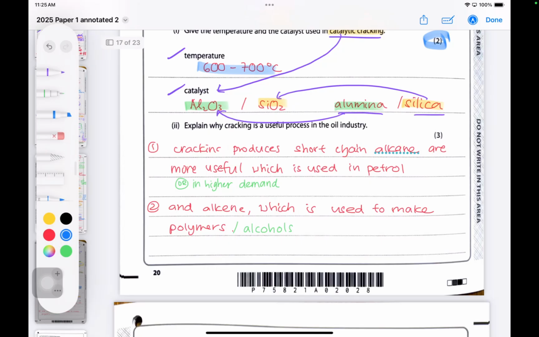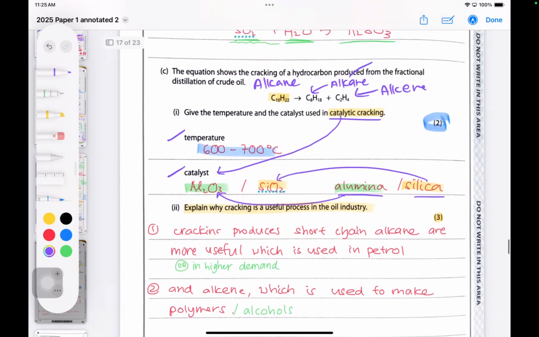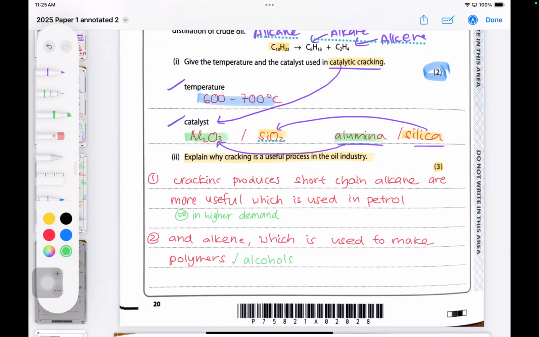Finally, we're looking at part 2 of this extension. Explain why cracking is useful. Again, this is a really popular question, 3 marks here, easy to score. You need to understand that cracking gives us 2 products: one is alkane and one is alkene. This alkane, the first product here, is actually shorter than the original. Why is a shorter alkane better? Let's look into our answers.